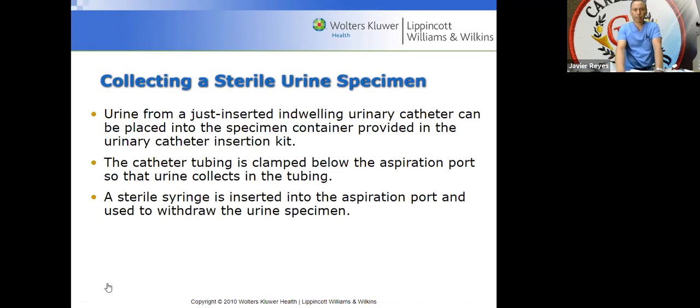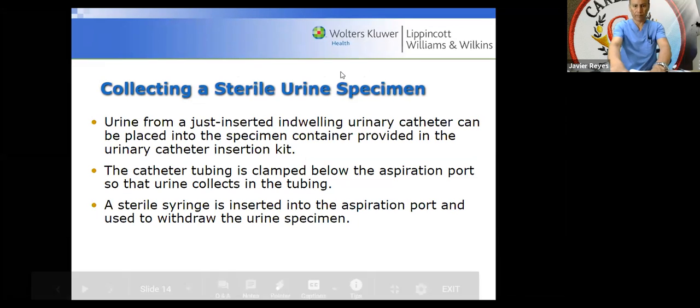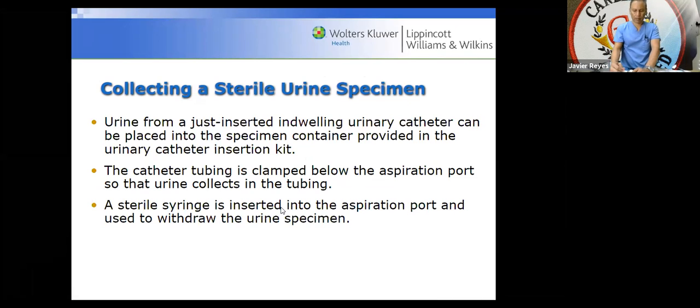Collecting a sterile urine specimen. So once you connect or insert your catheter, your indwelling catheter, or even the in and out catheters, right? Once you insert it, usually you'll have your specimen cup ready to go right there, where you're going to get your specimen. All right. The catheter tubing is clamped down. The aspiration of the urine collects in the tubing.